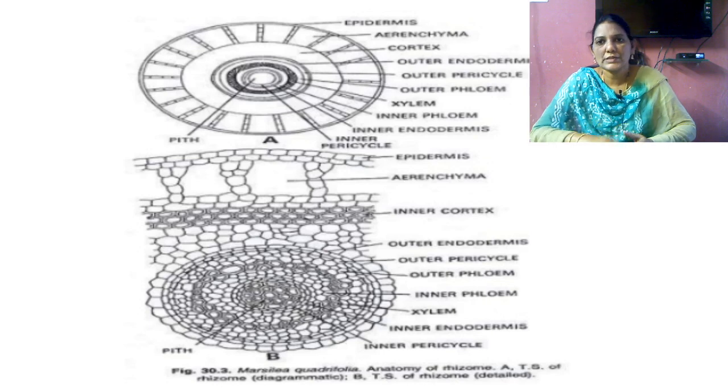So in the middle the xylem is present. On both sides, outer phloem and inner phloem are present, and the pericycle is also present on the outer and inner side, and the endodermis is also present on the outer and inner side. This type of stele is called amphiphloic stephanostele. So Marsilea has an amphiphloic stephanostele.